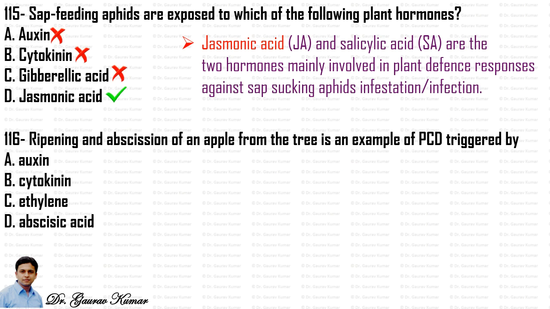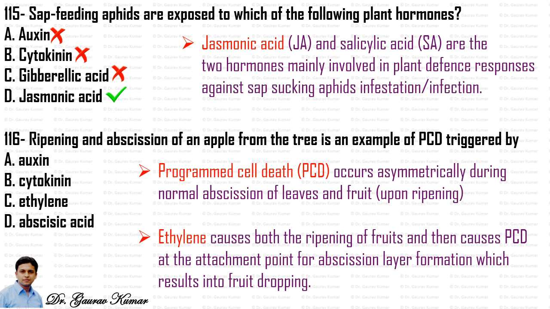Next question, ripening and abscission of an apple from the tree is an example of PCD triggered by. The four options are given. So PCD stands for programmed cell death. It occurs asymmetrically during normal abscission of leaves and fruit upon ripening. Ethylene causes both the ripening of fruit and then causes programmed cell death at the attachment point of the fruit for abscission layer formation, which results in fruit dropping. So the answer C, that is ethylene, is correct.